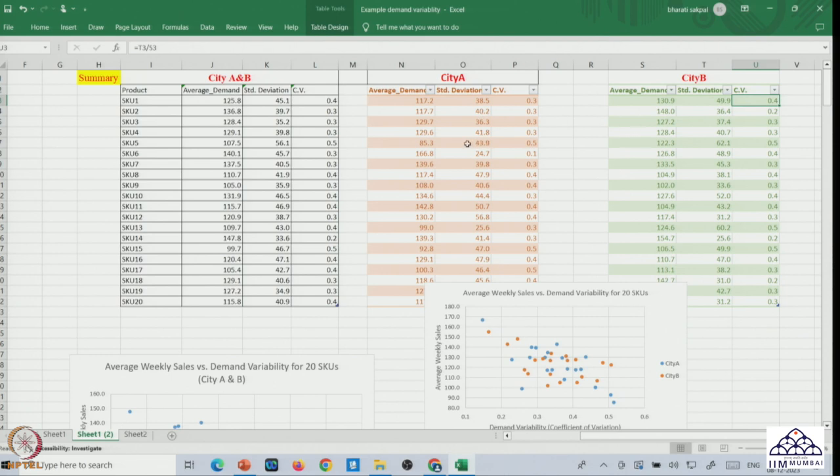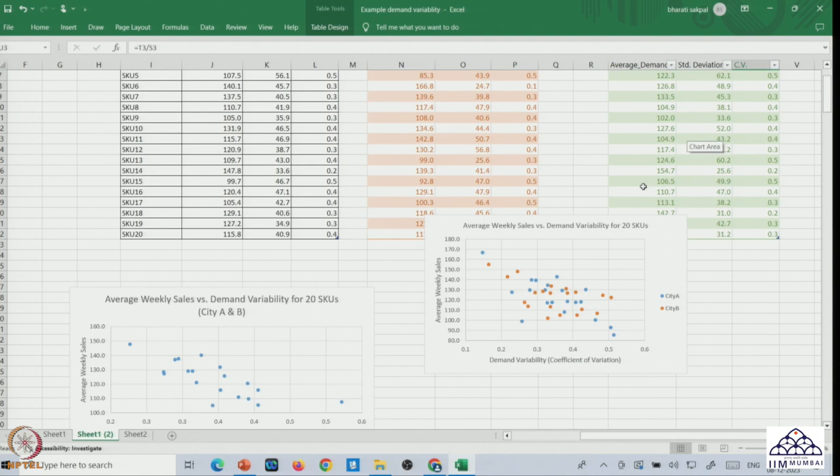Now you can see from these two tables, the orange color table and the green color table, that we have the information about the SKUs being sold in city A and their coefficient of variation. Similarly, we now know the coefficient of variation of these 20 SKUs in city B as well. We have already discussed the coefficient of variation and its role, and how it can be used for understanding the variability of the demand. So here we have captured these details, and now let us try to make a scatter plot out of it.